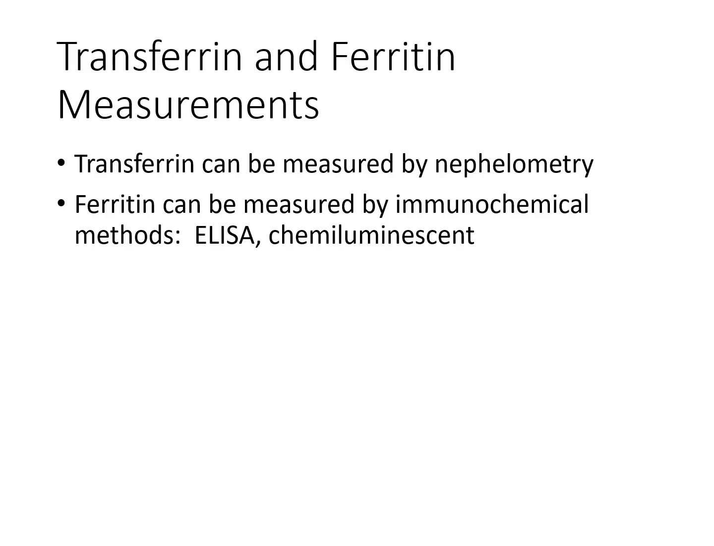Transferrin is measured using nephelometry, a technique that quantifies protein concentration by measuring light scatter, which is caused by antigen-antibody complexes. Ferritin is measured by immunochemical methods like ELISA, which is enzyme-linked immunosorbent assay, or chemiluminescent assays as well.